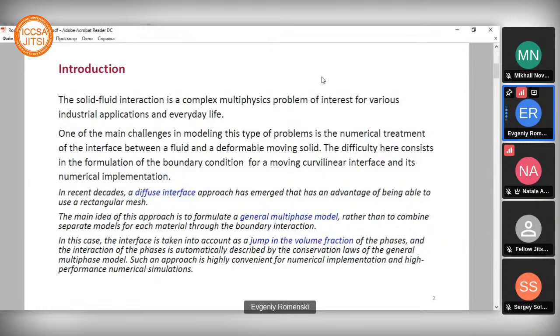I would like to say that in recent decades, a diffuse interface approach has emerged that has the advantage of being able to use a rectangular mesh, which is very convenient for simulations. The main idea of this approach is to formulate a general multiphase model rather than to combine separate models for fluid and solid through the boundary interaction. In this case, the interface is taken into account as a jump in the volume fraction of the phases, and the interaction of phases is automatically described by the conservation laws of the general multiphase model. Such an approach is highly convenient for numerical implementation and high-performance numerical simulations.